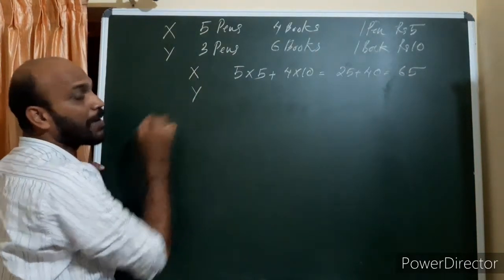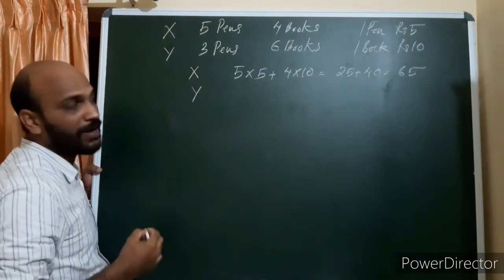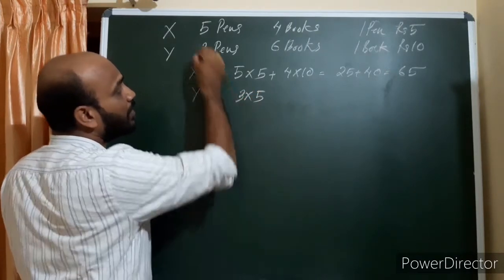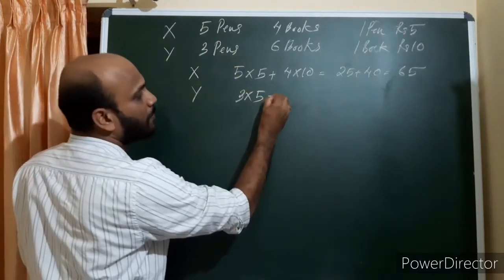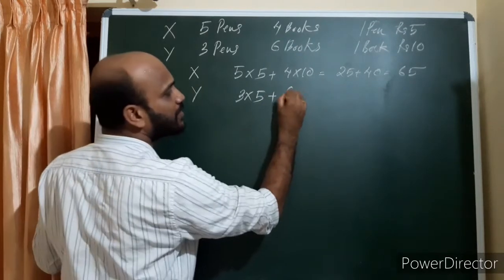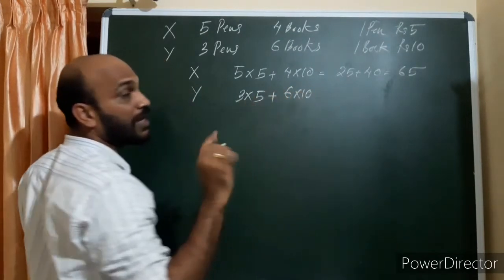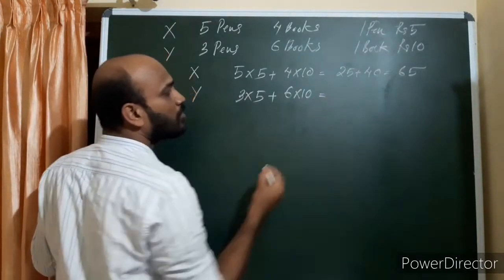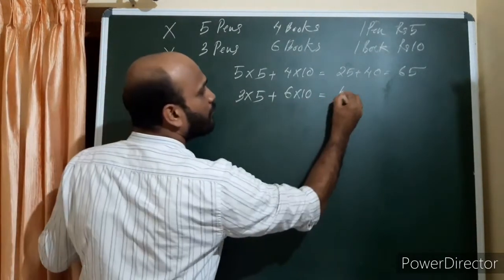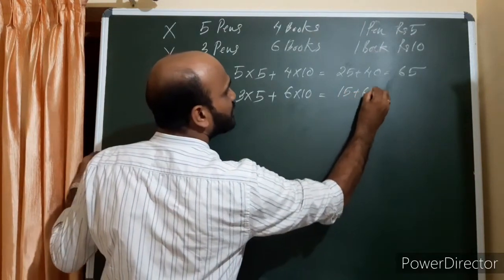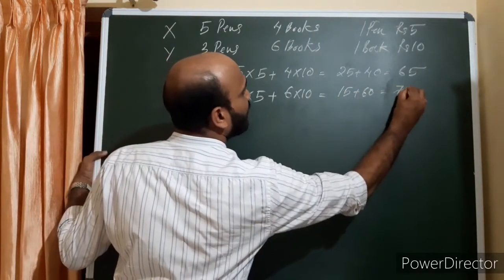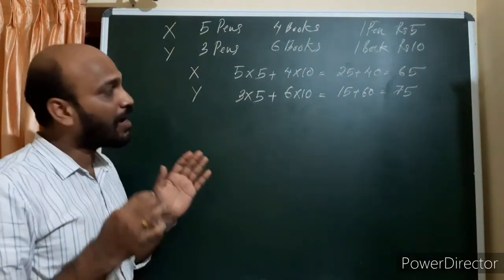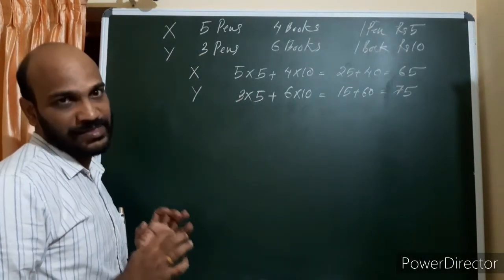And the total amount spent by person Y will be 3 into 5, because he bought 3 pens, plus 6 into 10, because he bought 6 books and the cost of one book is 10 rupees. So the total amount will be 15 plus 60, that is 75. Now I will tell how we can use a matrix here.